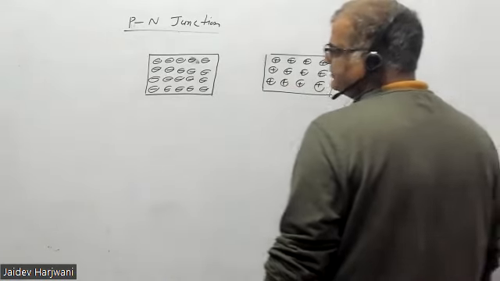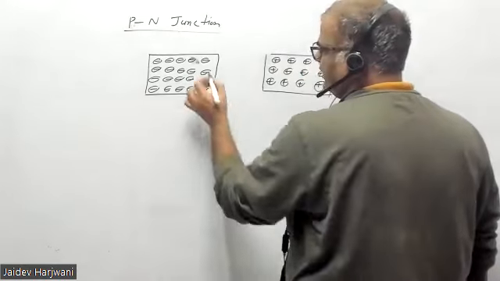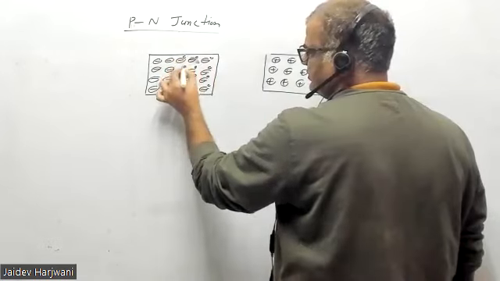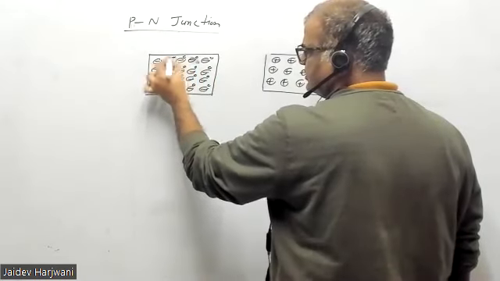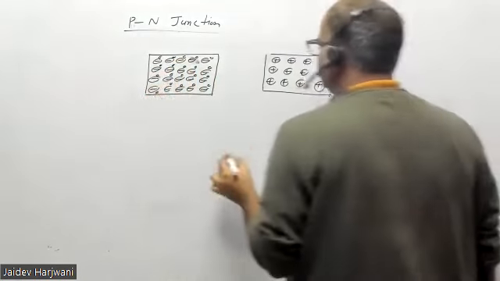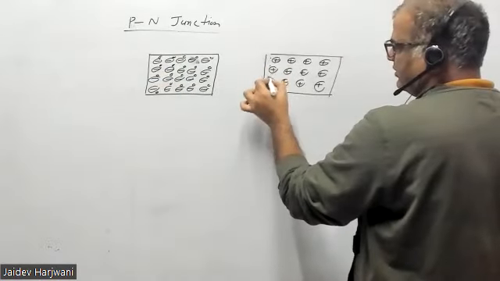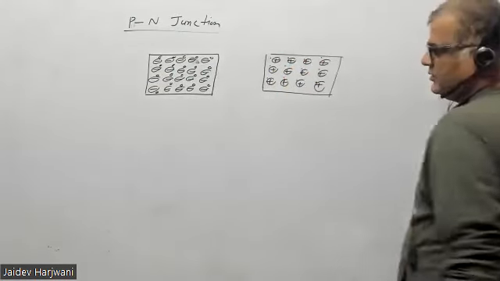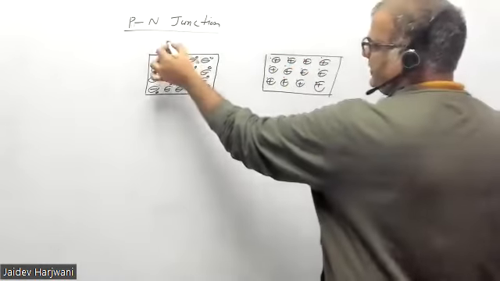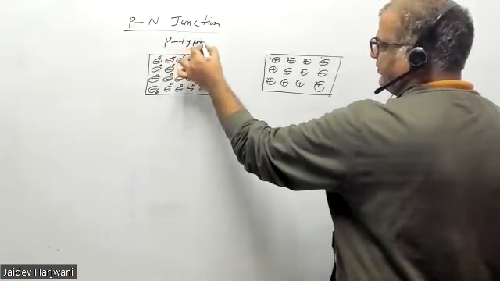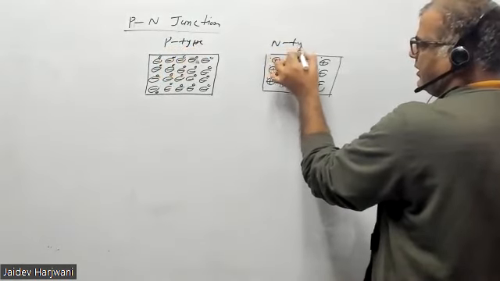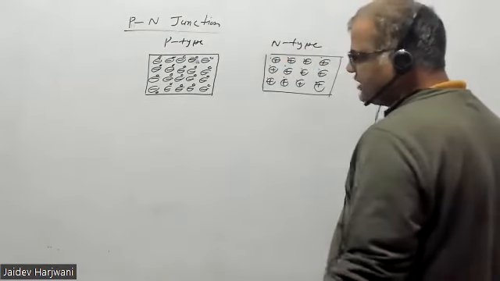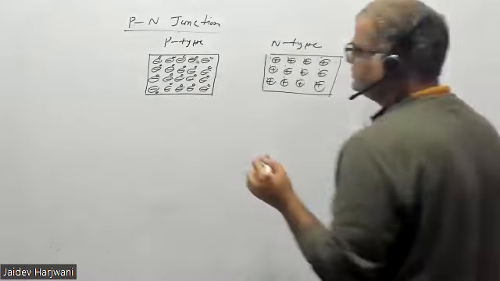Here you have holes, holes here, holes, holes, holes. Here you have electrons, electrons, electrons. This is my p-type, and this is my n-type. If I see the energy diagram, it will be reversed, no?